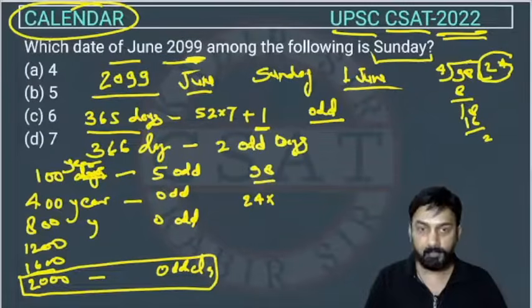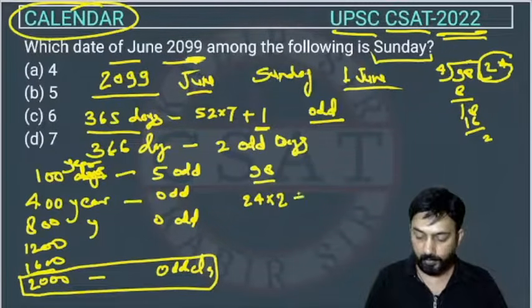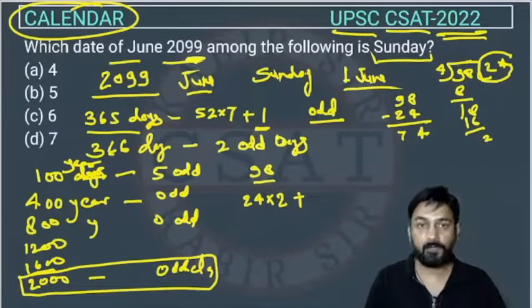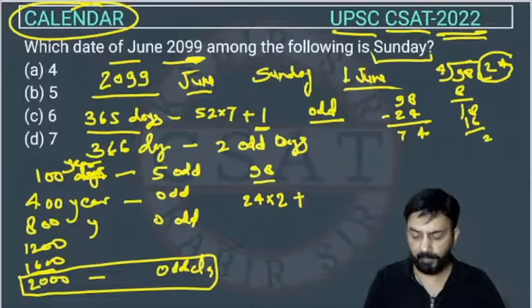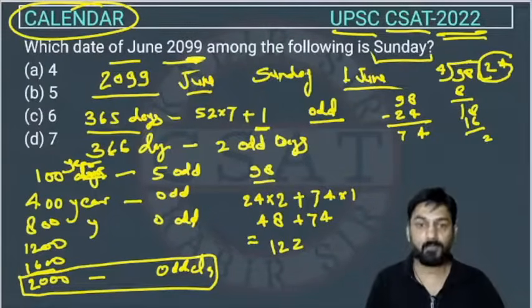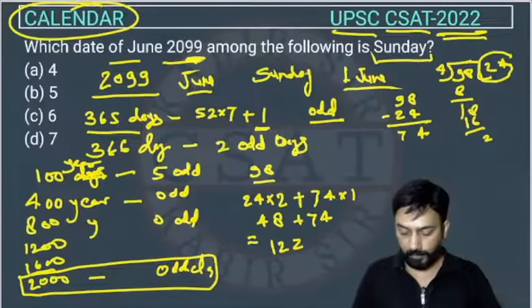So in every leap year there will be 2 odd days, right? So how many years are remaining after deducting leap years? So 98 minus 24, so 74 years are normal years. So in a normal year we have 1 odd day, right? So this will be 74 into 1. So now we will calculate it. This will be 48 plus 74. So we will add this, we will get 122 days, right?